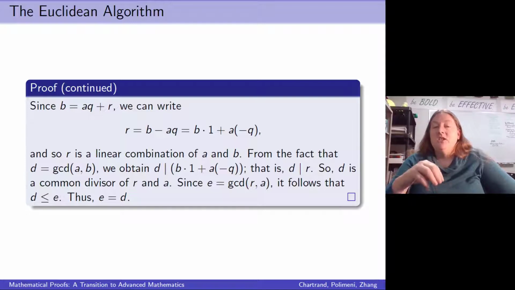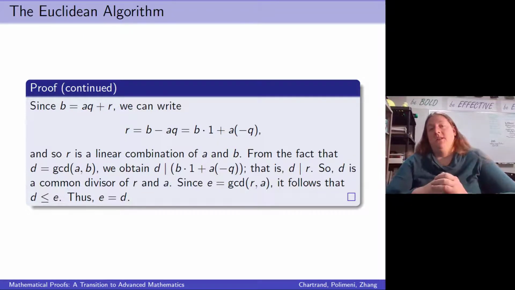So since d is the GCD of a and b, that means that d divides the linear combination, which means d divides r. So d is a common divisor of r and a. Well, since e is the GCD of r and a, that means that d must be less than or equal to e. So we have d is greater than or equal to e, and we have d is less than or equal to e. So the only option is that d is in fact equal to e. The two GCDs are equal.